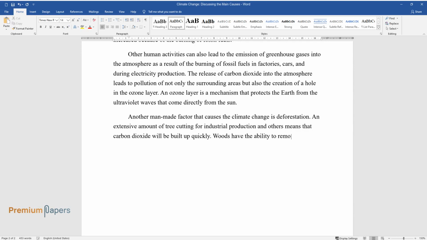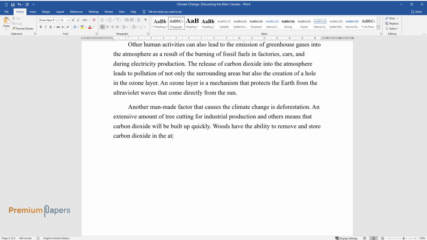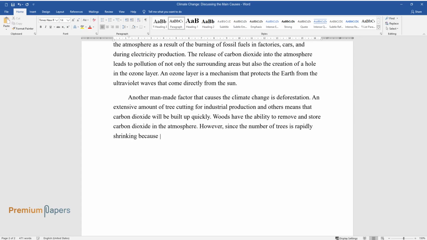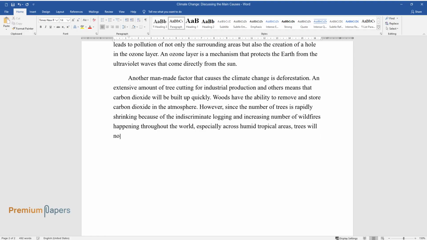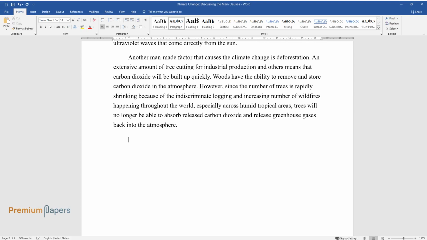Woods have the ability to remove and store carbon dioxide in the atmosphere. However, since the number of trees is rapidly shrinking because of the indiscriminate logging and increasing number of wildfires happening throughout the world, especially across humid tropical areas, trees will no longer be able to absorb released carbon dioxide and release greenhouse gases back into the atmosphere.